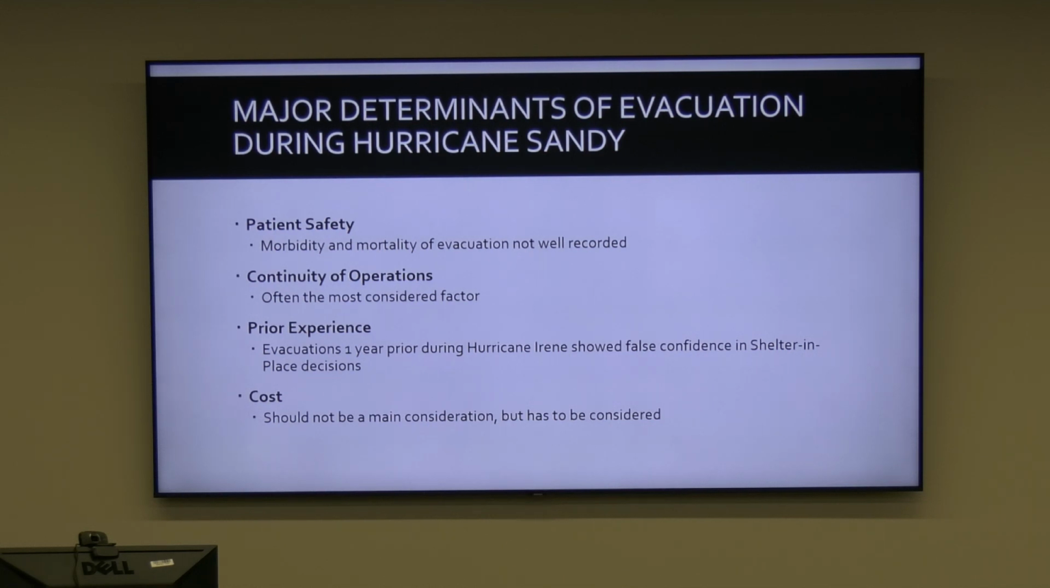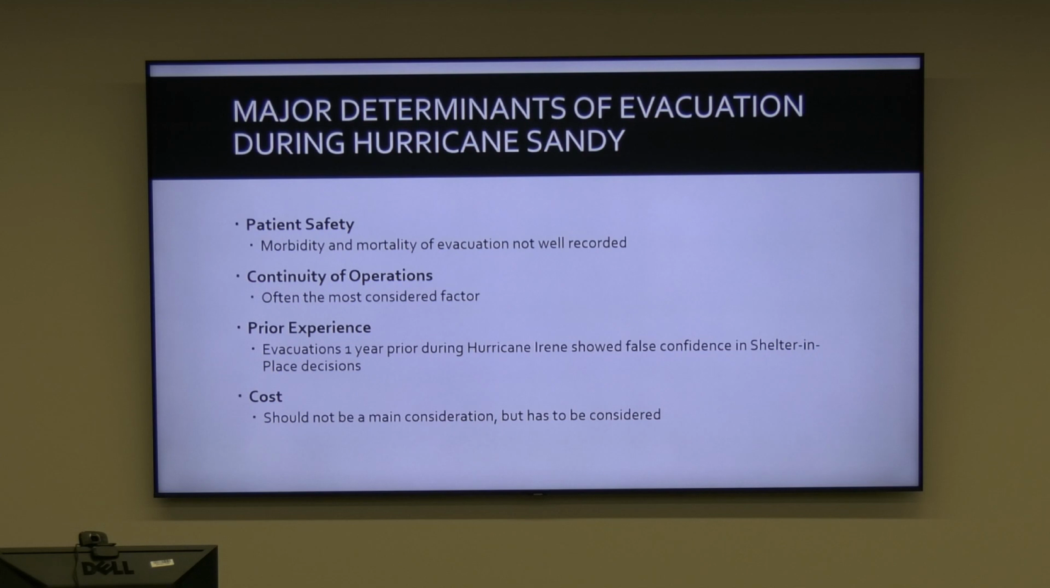A huge determinant of that is electricity. So if you don't have enough fuel to operate an entire hospital, or even parts of the hospital, then sometimes the decision is made for you. A lot of people have considered prior experiences.